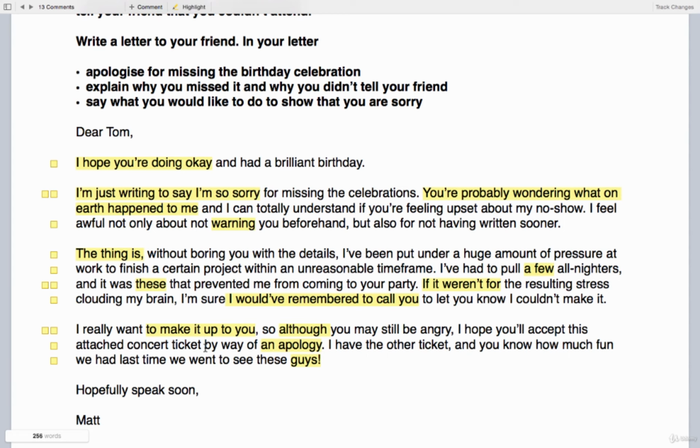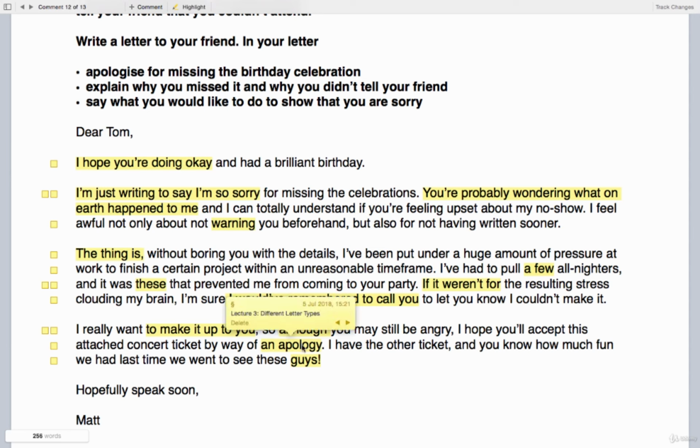So although you may still be angry. Now I've highlighted the word although because this allows us to introduce an element of a complex sentence. And complex sentences are important if you want to achieve a band 7 or above. There needs to be a range of sentence types, and they need to be accurate as well. So using accurate complex sentences in your letter you can learn about in lecture 15. So although you may still be angry, I hope you'll accept this attached concert ticket by way of an apology.